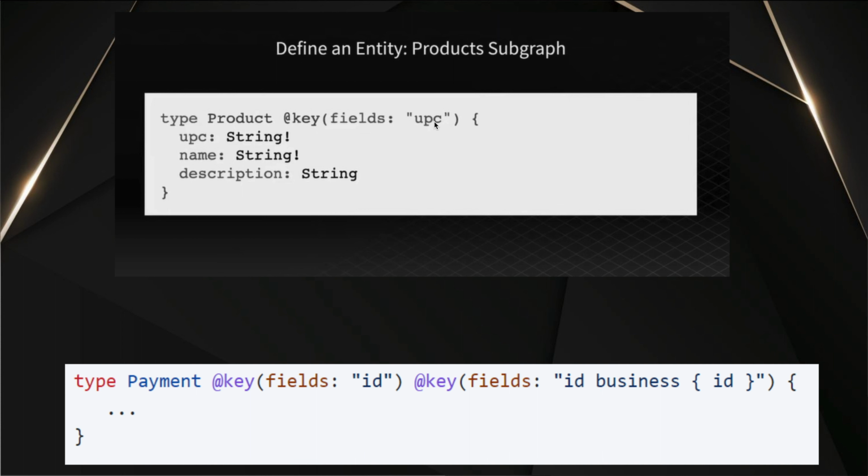And you can have multiple keys, so I can have this as a key and this is a key. So you can use this to access a payment in this case, or this whole key to access a payment. And you can also have compound keys, which are a combination of fields. But that's just syntax. The most important takeaway from this is that we're going to have a product entity, like in this case, and it's an entity because it has the @key directive, and the key is the UPC field.